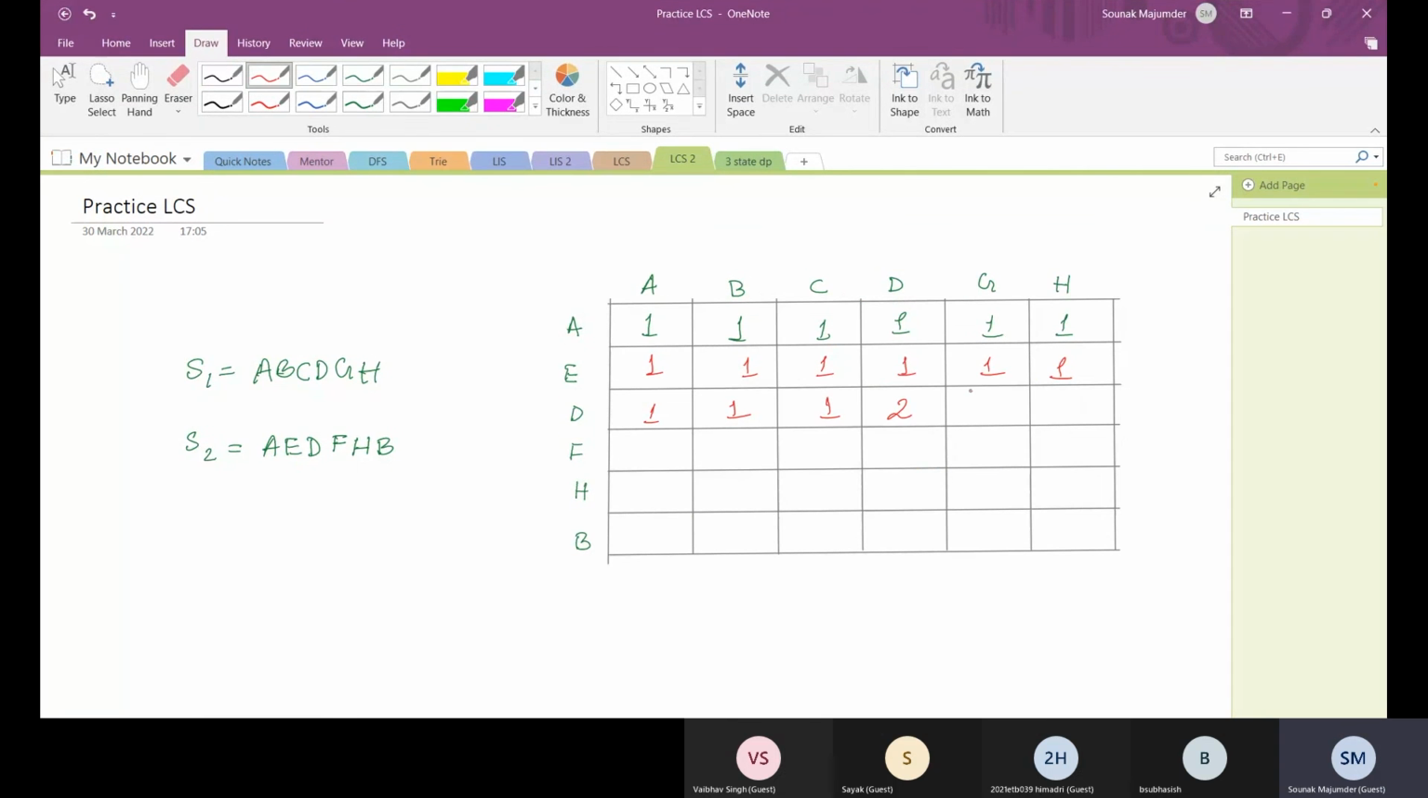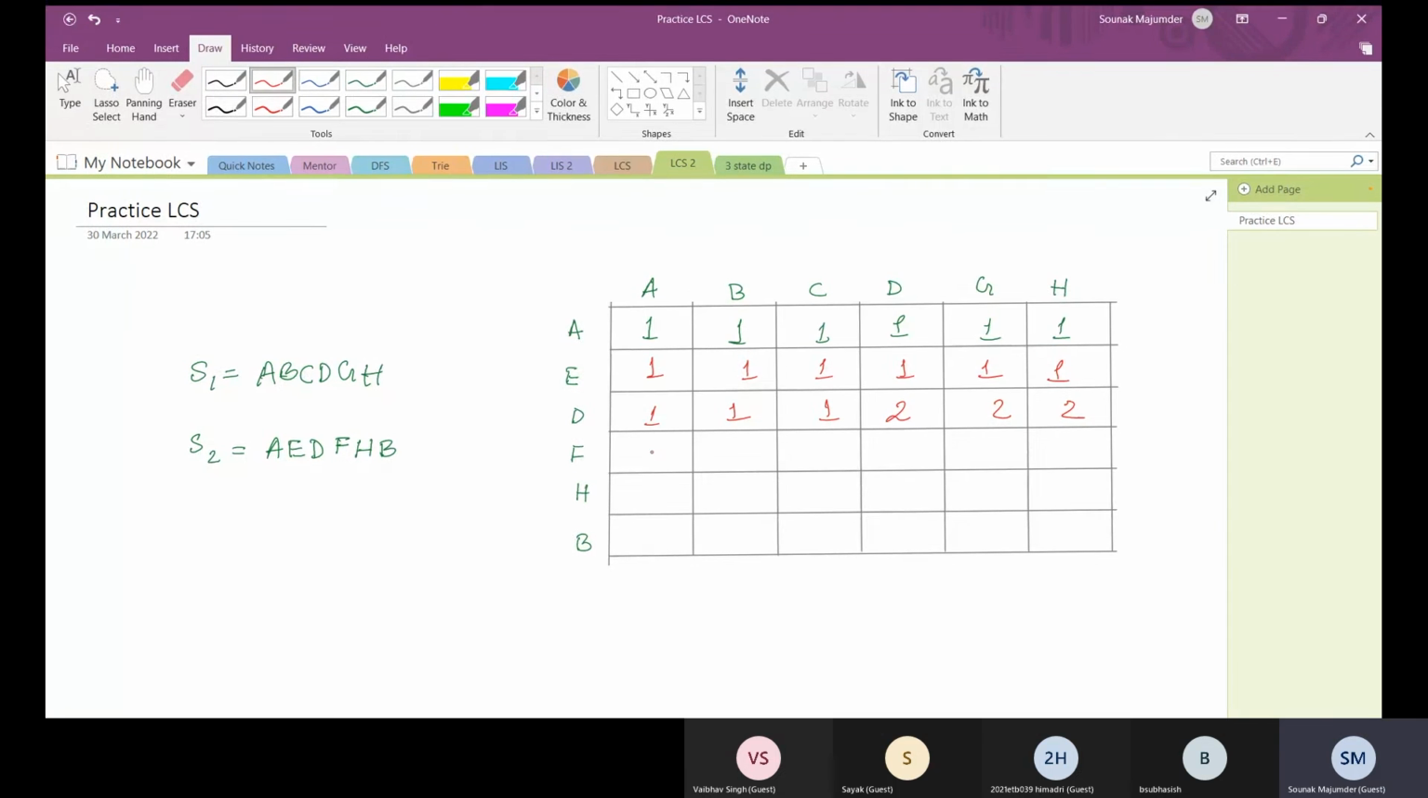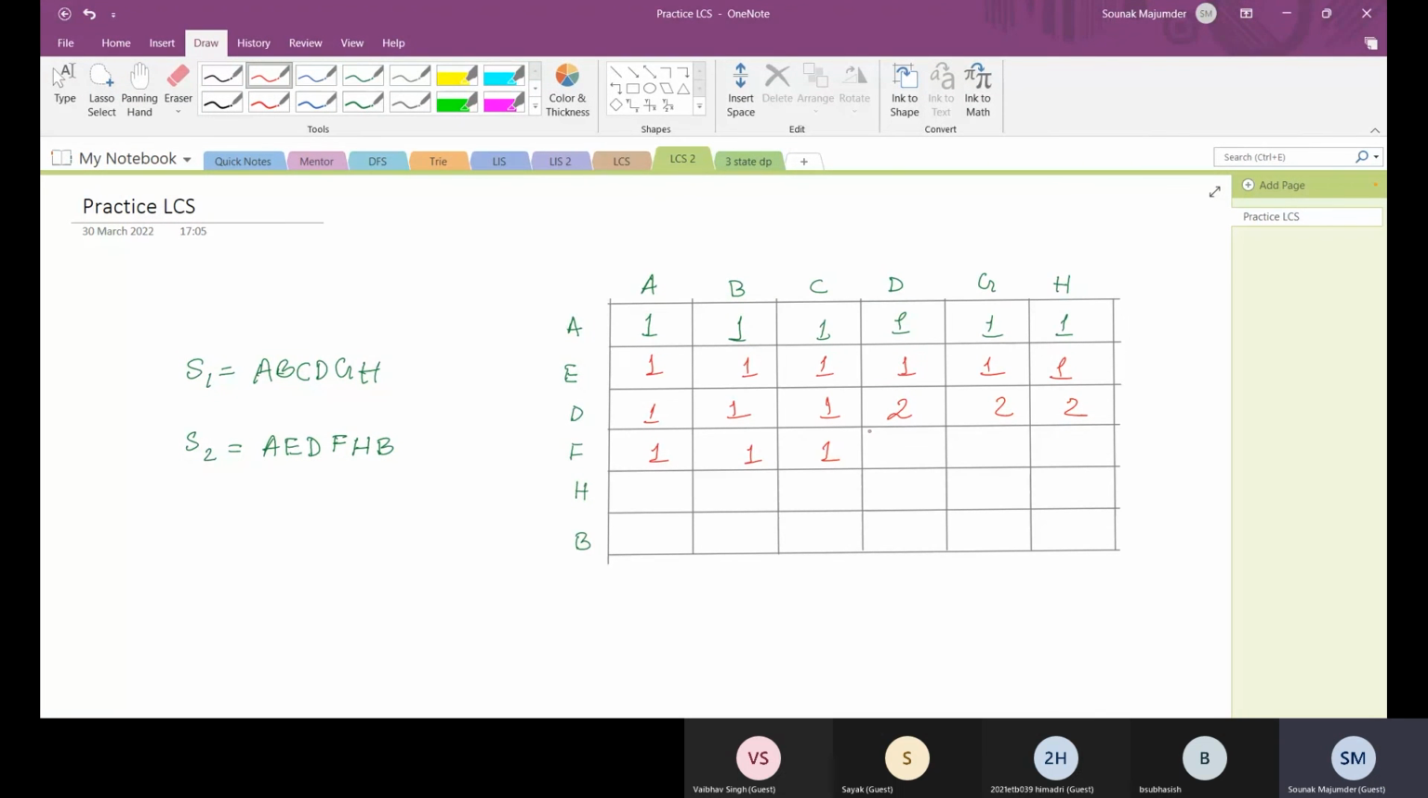G and D not matching, max of this and this, 2. H and D not matching, max of 2 and 1, 2. F and A not matching, and the others not matching, max of 2 and 1, 2.